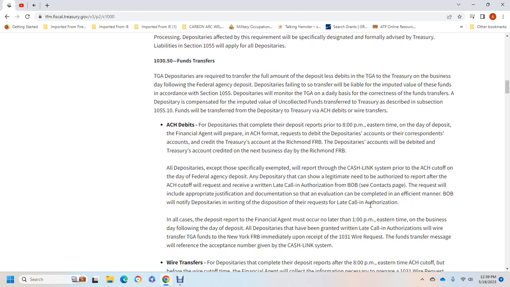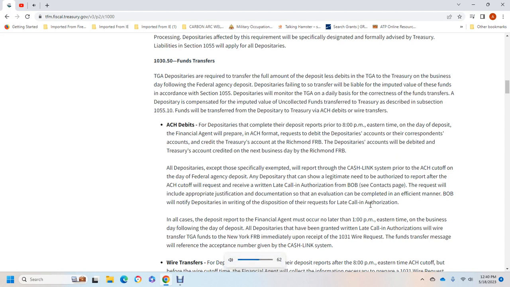The depository will complete the depository report prior to 8 p.m. Eastern Time on the day of the deposit. The financial agent will process the automatic clearinghouse format request to debit the depository accounts and credit the Treasury accounts at the Richmond Federal Reserve Bank. Depository accounts will be debited, with the Treasury account credited, on the next business day of the Richmond Federal Reserve Bank.